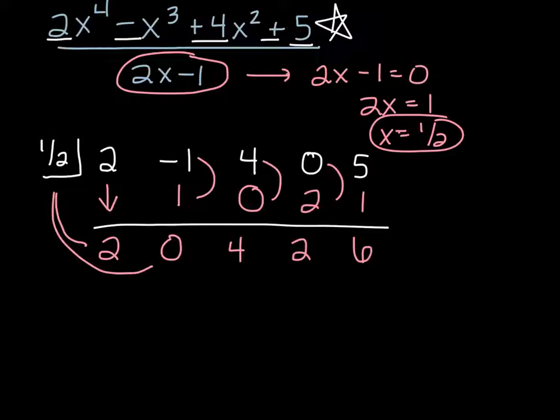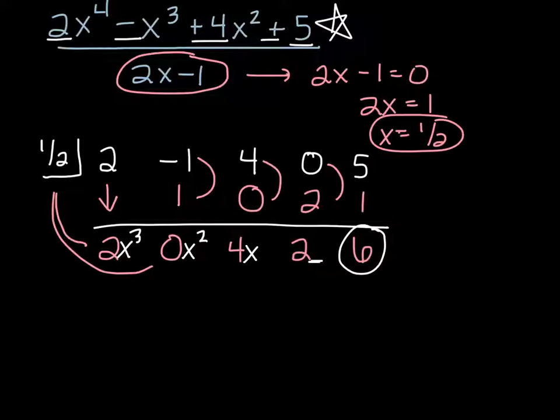And remember that my new polynomial will always be 1 degree less than what I started with. So this was a 4th degree, which means this is going to start out as a 3rd degree. And so this is going to be x to the 3rd, this is going to be x squared, this is going to be x. This one's not going to have any x's at all. Okay? This is my remainder.